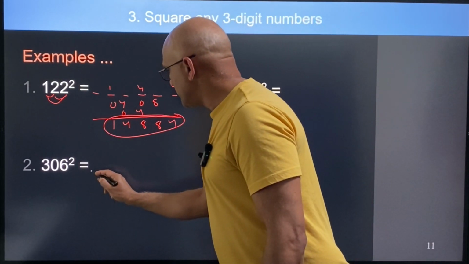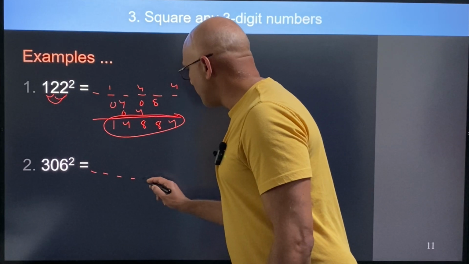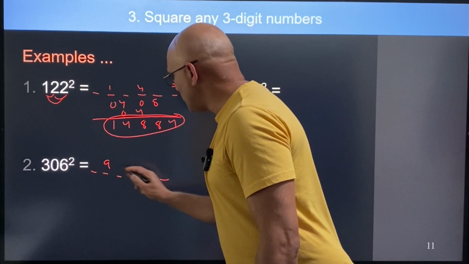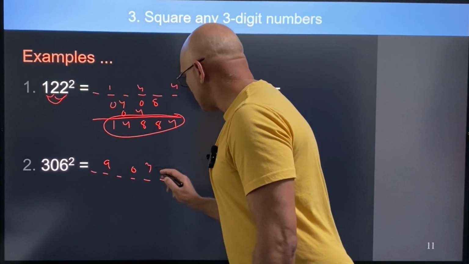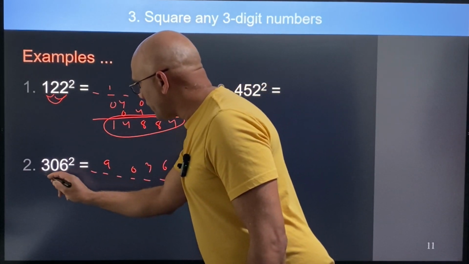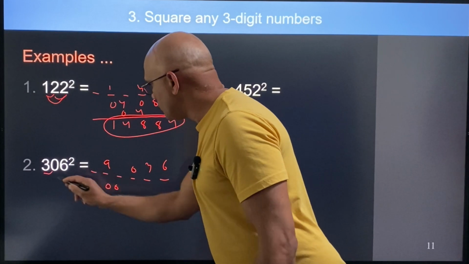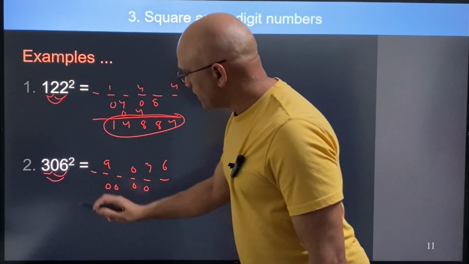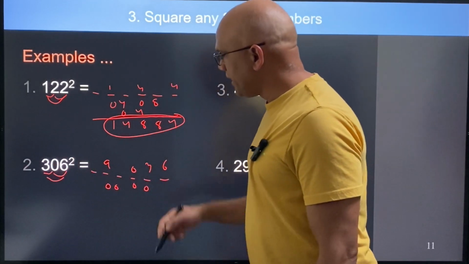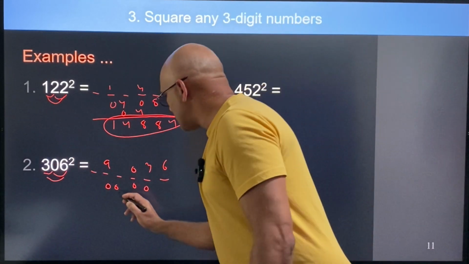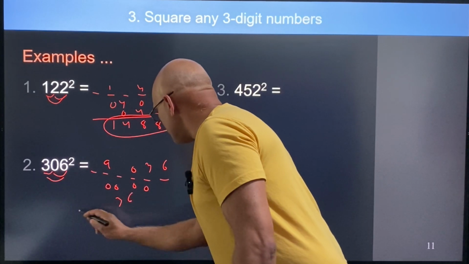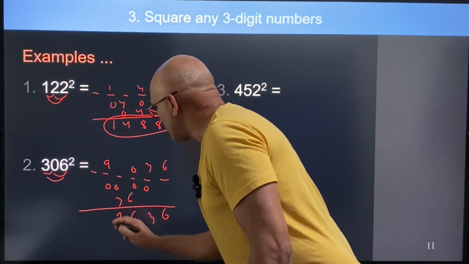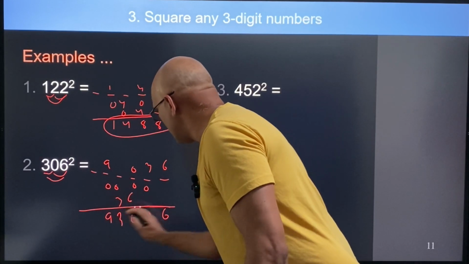So again, 6 spots, 1, 2, 3, 4, 5, 6. 3 square is 9, 0 square is 0, 6 square is 36, 2ab is 0, 2bc is 0, 2ca is 6 times 3 is 18, times 2 is 36. So this is 6, 3, 6, 3, 9.